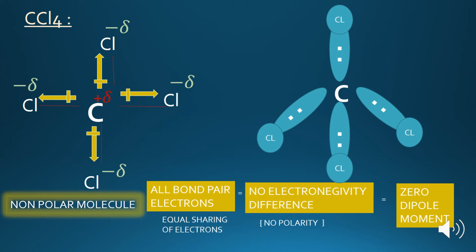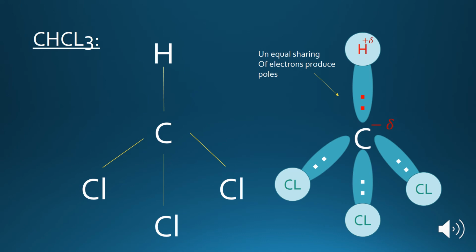So, the molecular geometry in the case of carbon tetrachloride is tetrahedral, and the bond angle is 109.5 degrees because of the equal sharing of electrons between the atoms. Let's discuss an unequal sharing of electrons which results in polarity, as in the case of CHCl3.